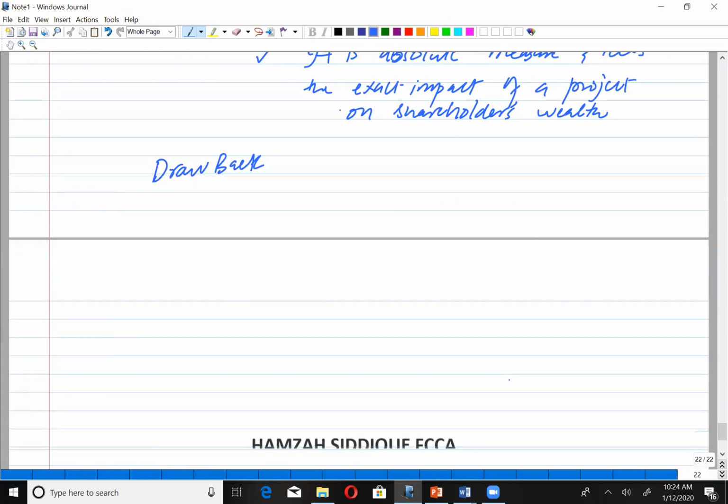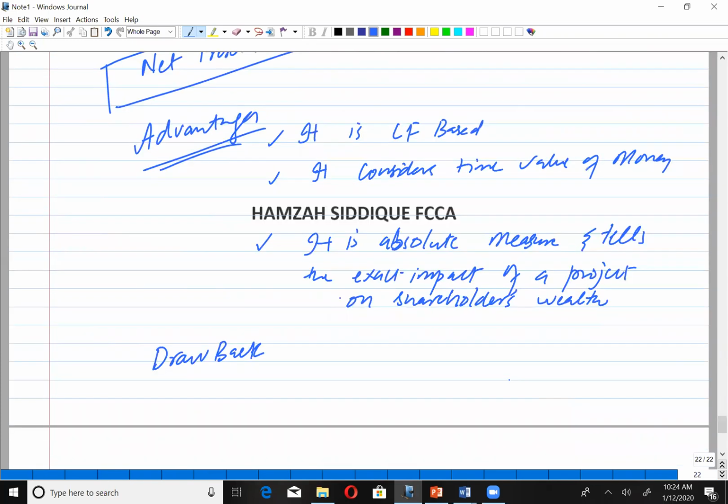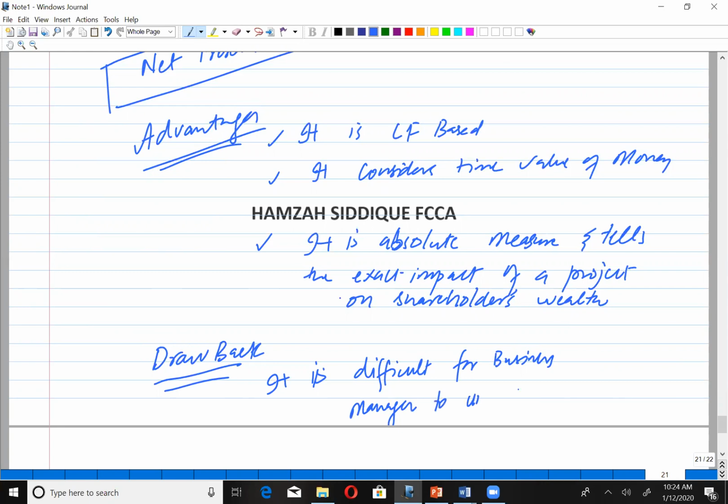So next is drawback. Students, only one drawback. It is difficult for business managers to understand this concept. Know the drawback.